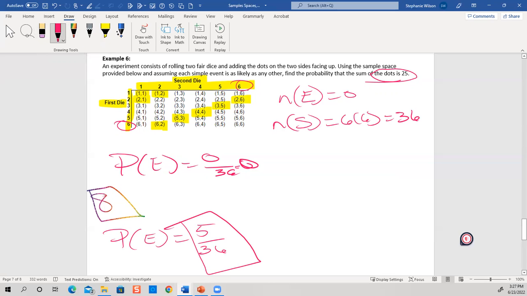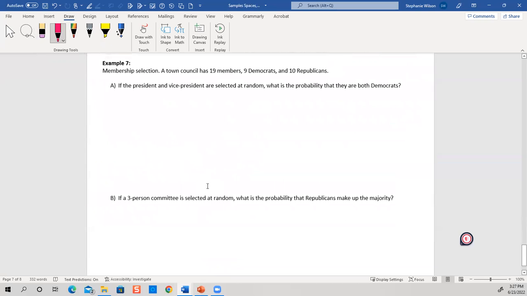All right, so now let's do example 7. Membership selection. A town council has 19 members, 9 Democrats and 10 Republicans. It asks us: what if the president and vice president are selected at random? What is the probability that they're both Democrats? So we're going to take the number of elements in the sample: 19 members times 18, which gives me 342.